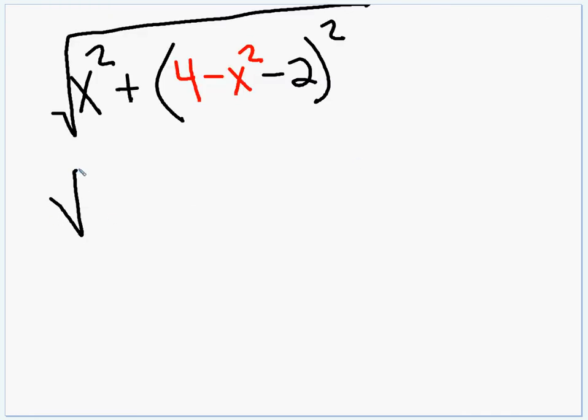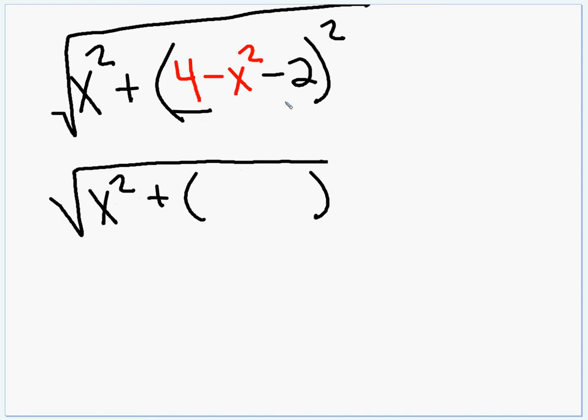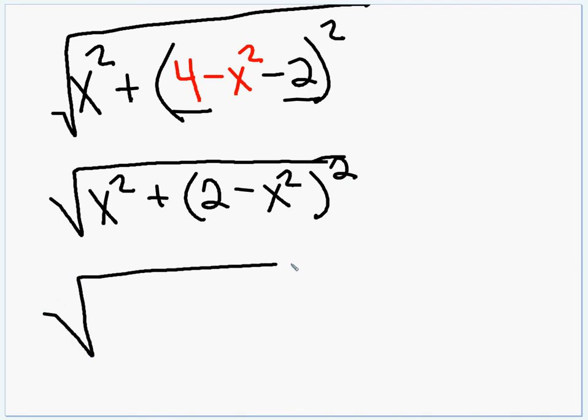Okay, so we've got a big old radical. First we have an x squared, that's not going to change. But in the parenthesis, the 4 and the minus 2 is going to become a 2. And then we have minus x squared, and that quantity is squared. Ooh, this looks like it's going to be fun to derive. But let's do a little foiling and combining like terms.